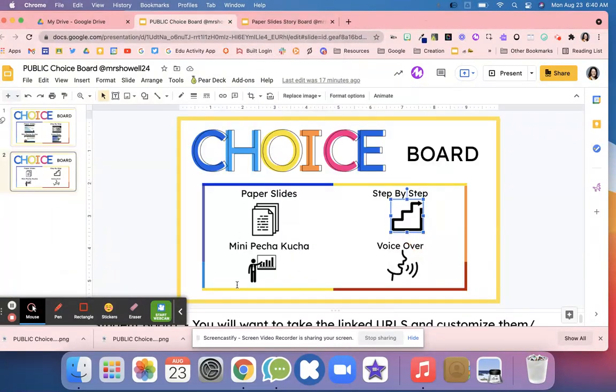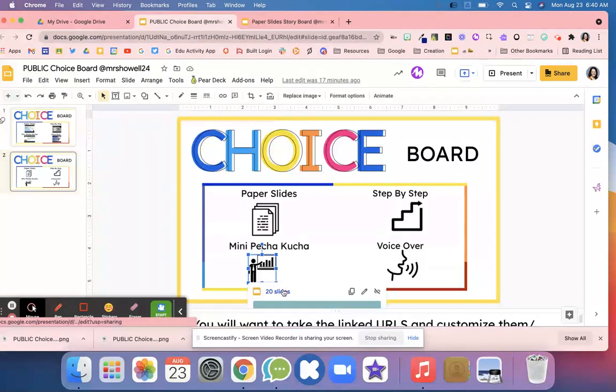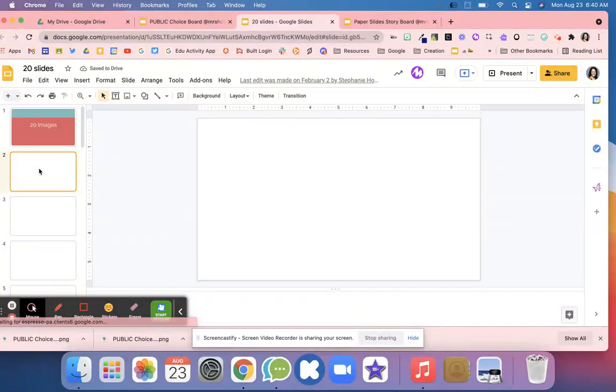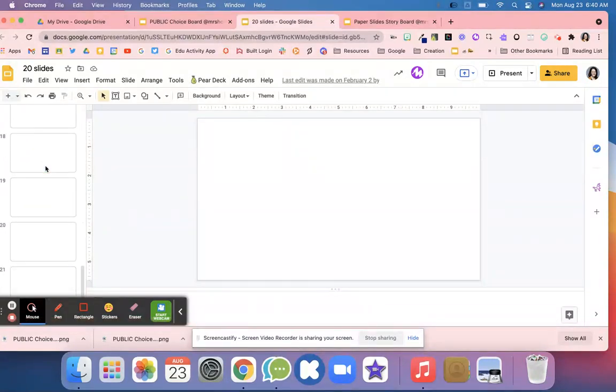This final idea is called a mini Pecha Kucha. And what that means is you get 20 slides, and you're just going to add images. So you're going to go to each of these slides, add an image, and then you will present using either Flipgrid or to the front of the class. And with those presentations, you will then talk about those images.